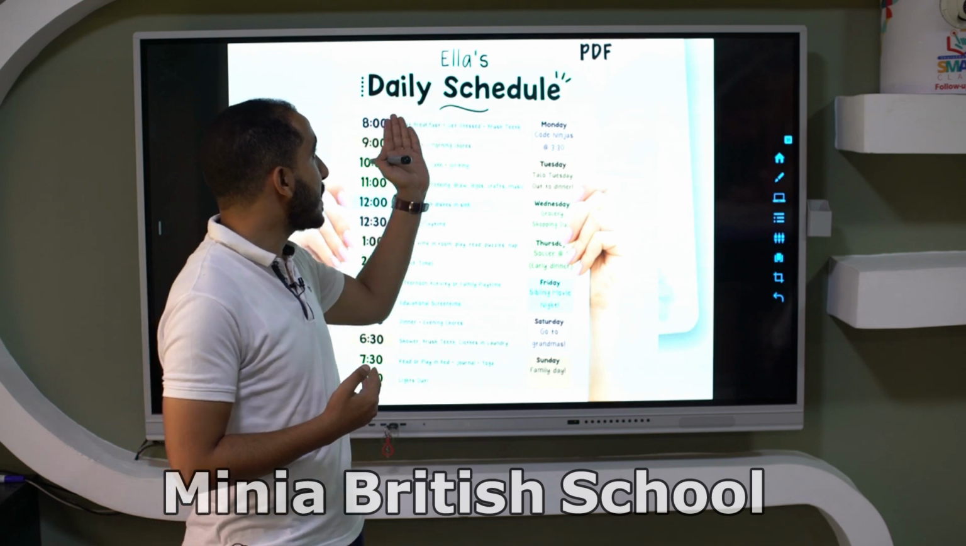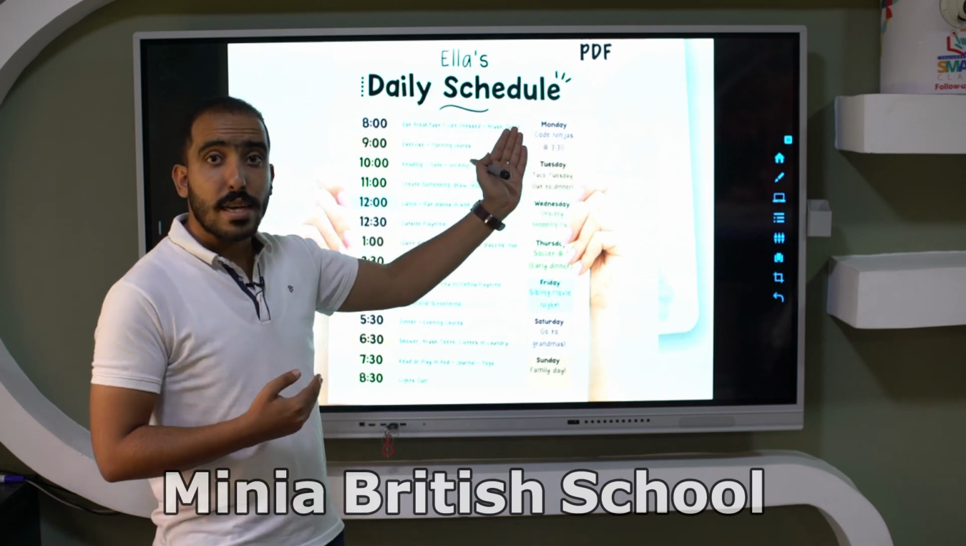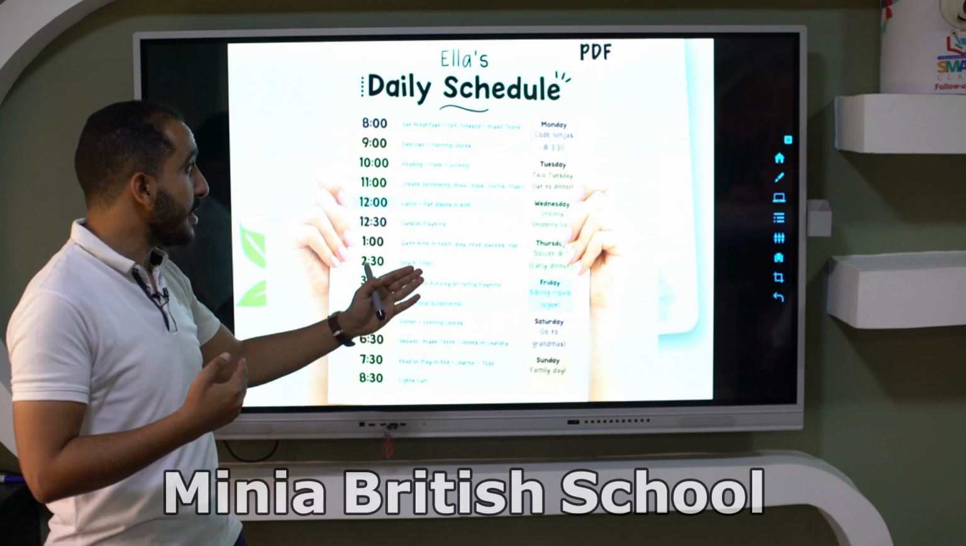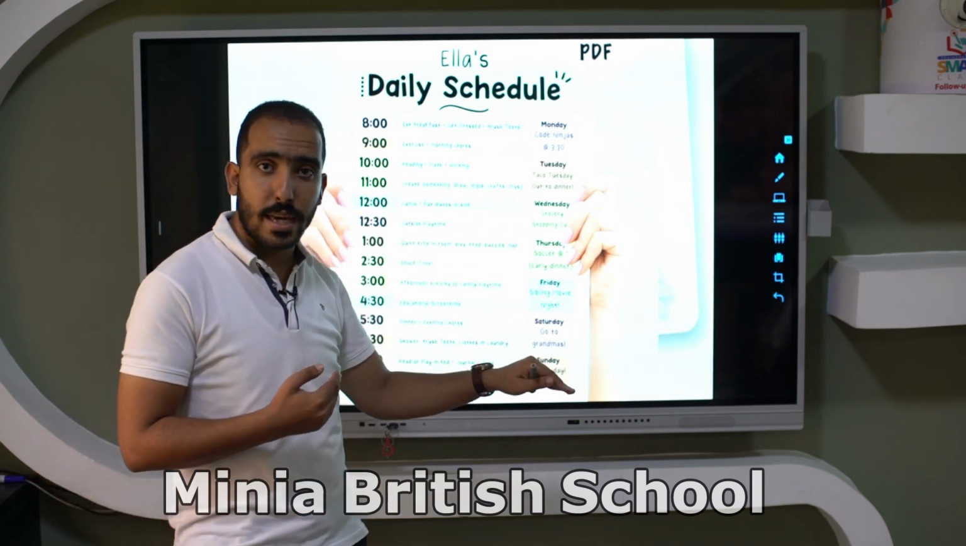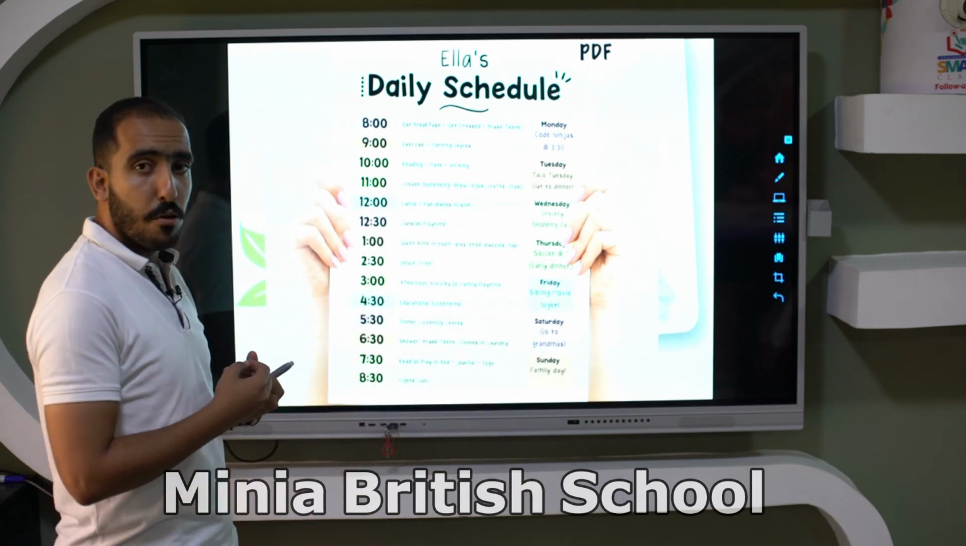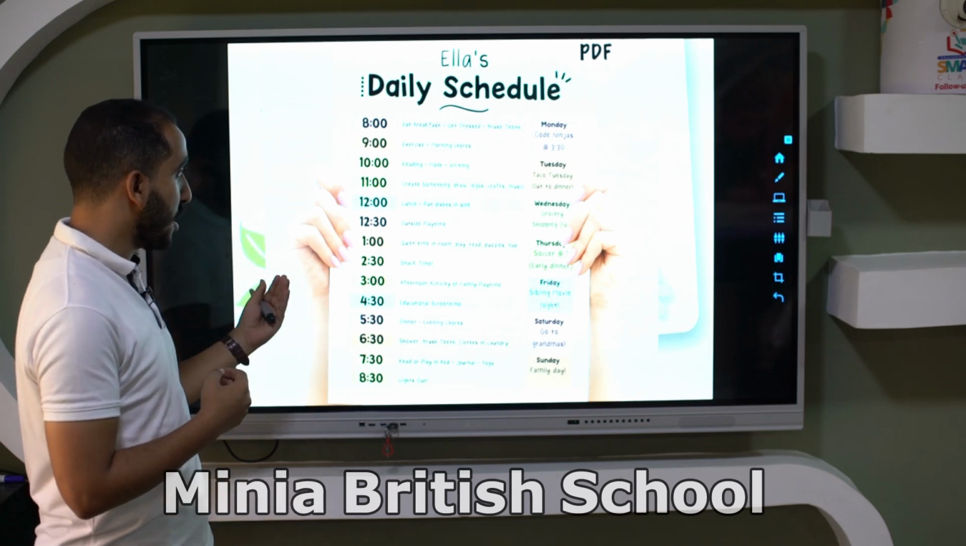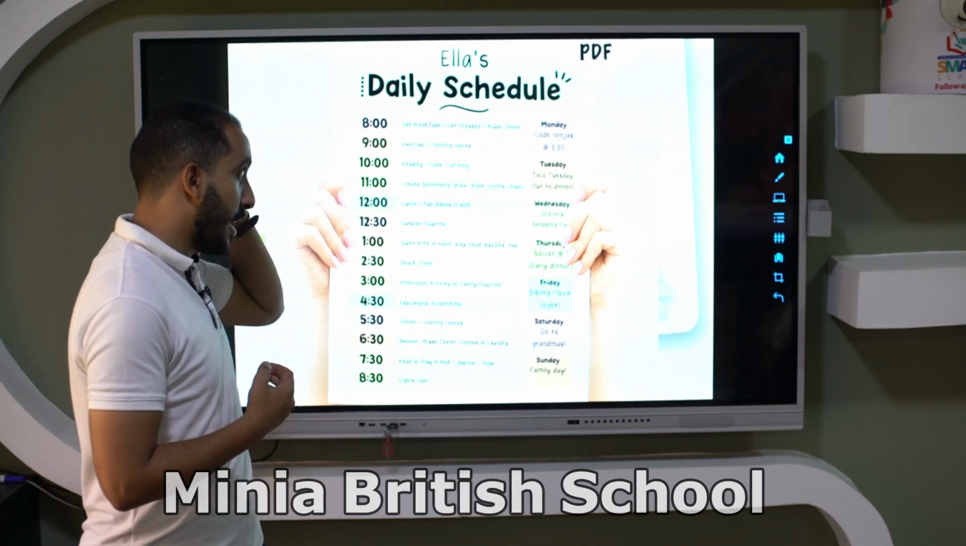Okay, so as we see, this is an example of the schedule. This is Ella's daily schedule. These are the things that Ella does every day. So she has a schedule for the things that she does every day.